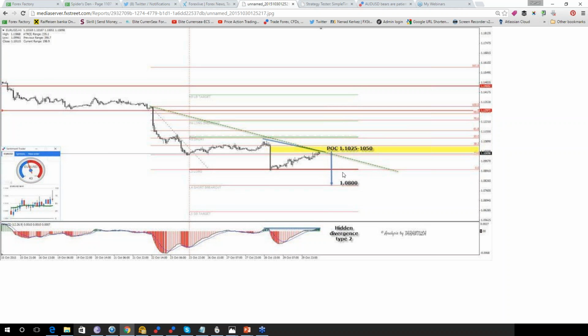So guys, this is the power of POC. Hidden divergence type 2. You will learn about this in our price action trading webinars.